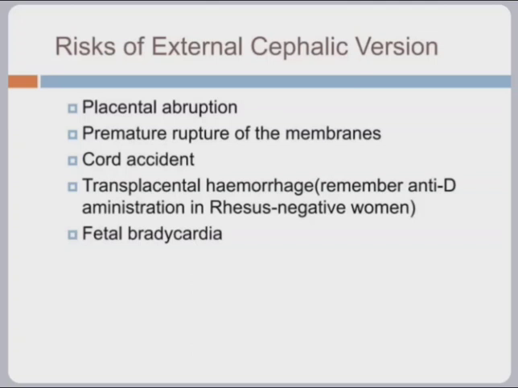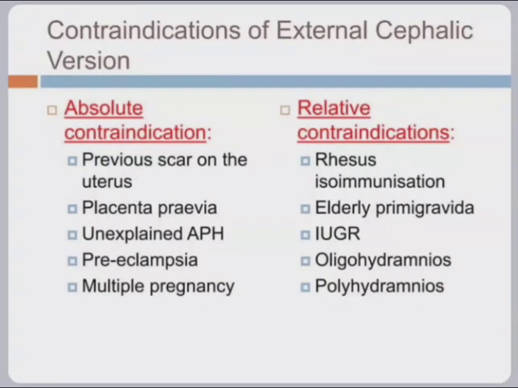Then internal podalic version. First, we have to know the risks of the external cephalic version: placental abruption, premature rupture of the membrane, cord accident, transplacental hemorrhage. Remember anti-D administration in rhesus negative women, and fetal bradycardia. Then contraindications of the external cephalic version: absolute and relative. Absolute contraindications are previous scar on the uterus, placenta previa, unexplained APH and preeclampsia, multiple pregnancy. Relative contraindications are Rh isoimmunization, elderly primigravida, intrauterine growth retardation, oligohydramnios and polyhydramnios.